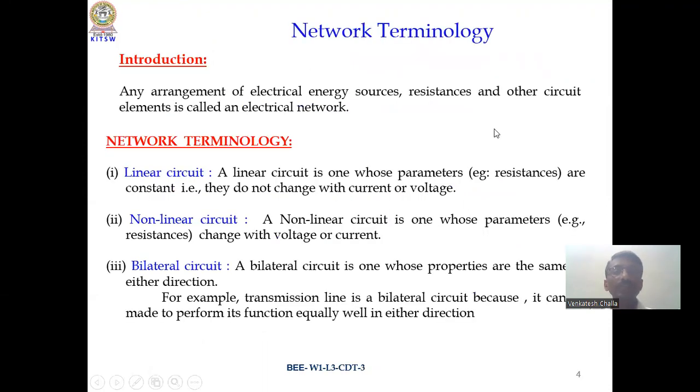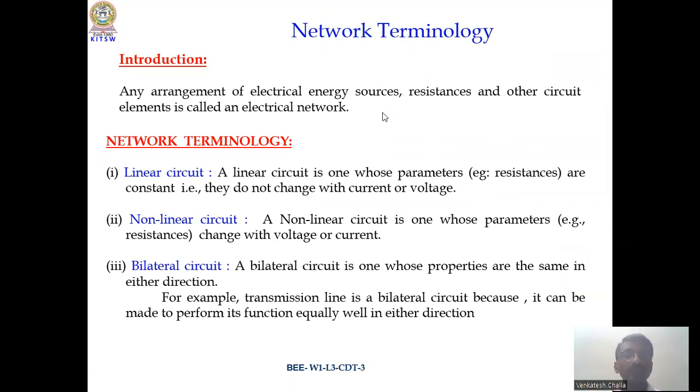Coming to network terminology, an electrical network consists of the interconnection of various elements like resistor, inductor, capacitor, voltage source, current source, battery. These can be interconnected. Interconnection of all these forms an electrical network or an electrical circuit.